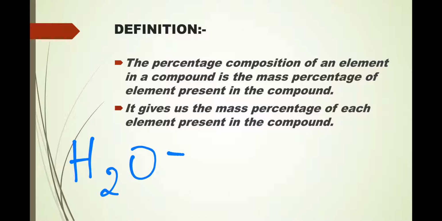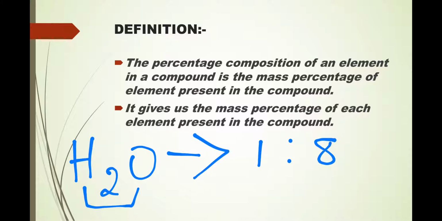Percentage composition always obeys the law of constant proportion, which means the combination of any two elements should always be in a fixed proportion by mass. That is, the ratio of the elements should be the same. Combination of hydrogen and oxygen will always be in the ratio of 1:8.